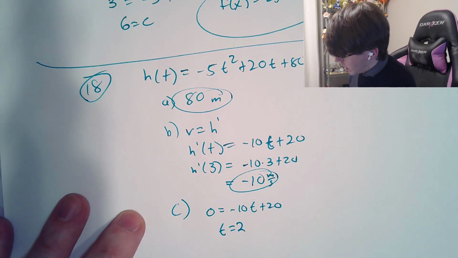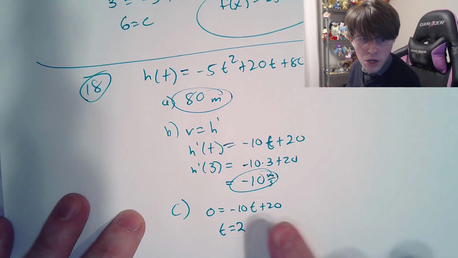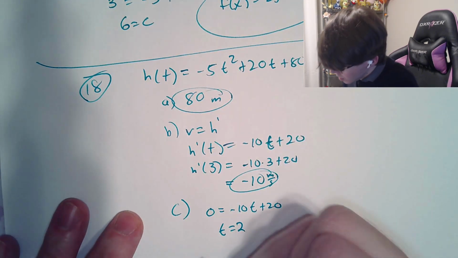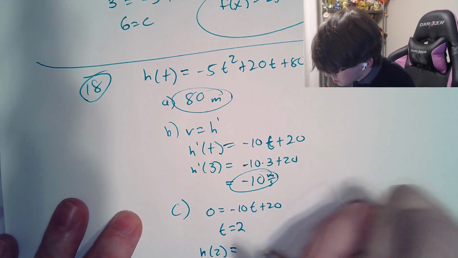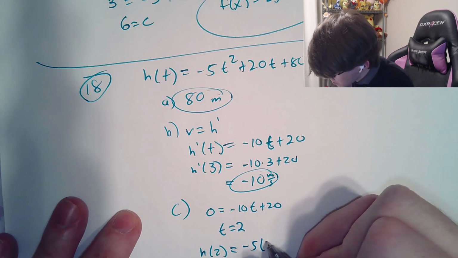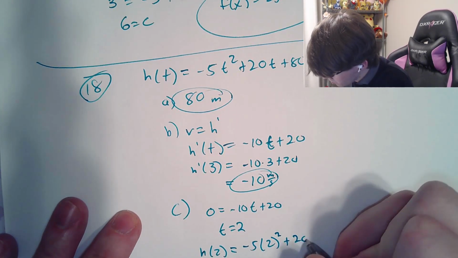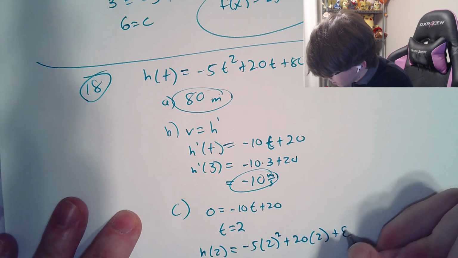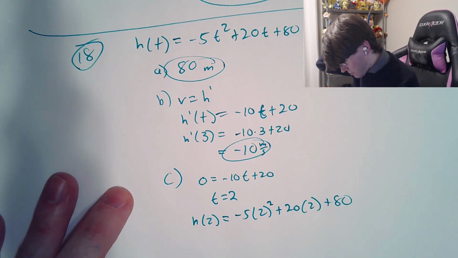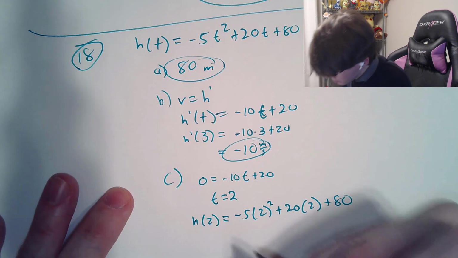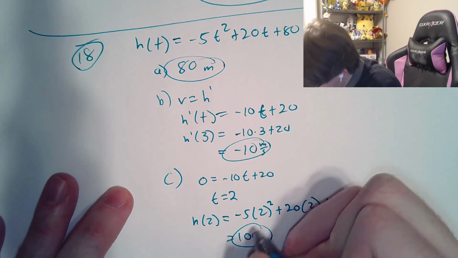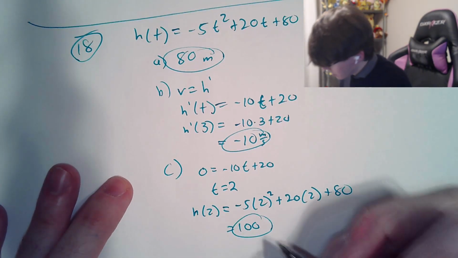And we want to find the actual maximum height. So now we're going to plug 2 back into the original equation. So that's going to be h of 2 is equal to negative 5 times 2 squared plus 20 multiplied by 2 plus 80. What's that going to be? 4 times negative 5, negative 20 plus 40 is positive 20, 100. Okay. And it's meters.